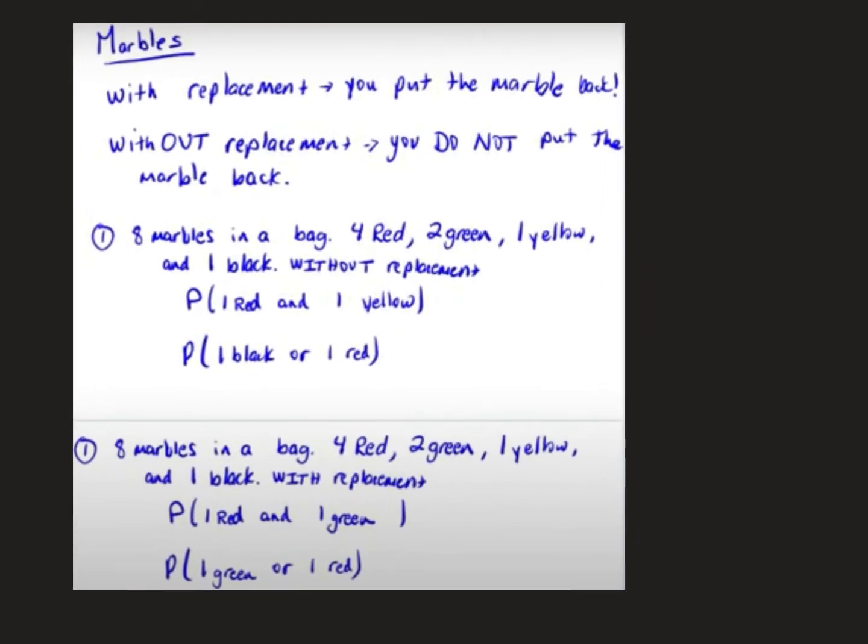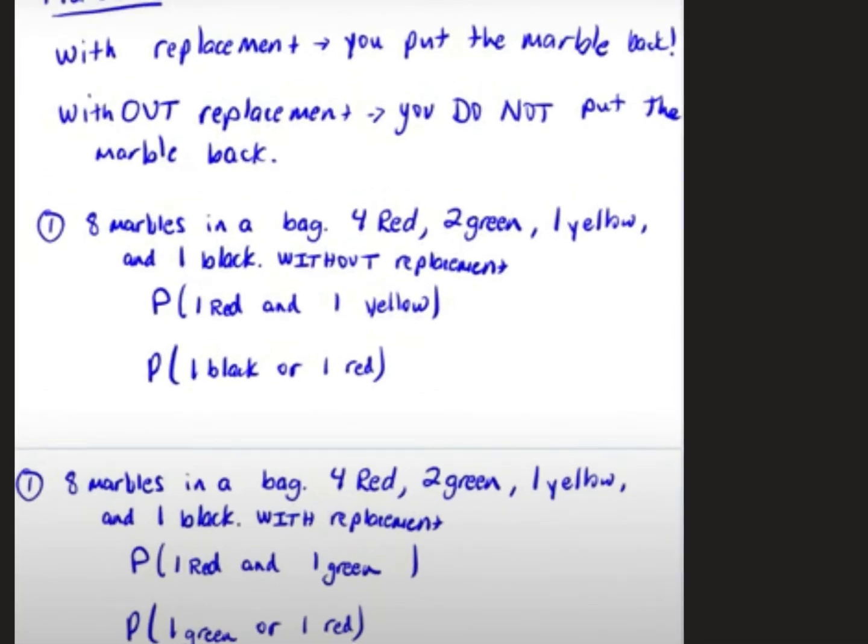So looking at example 1, 8 marbles in a bag, 4 red, 2 green, 1 yellow, and 1 black. Without replacement, what's the probability that I pick 1 red and 1 yellow? So if I pick 1 red, how many red do I have? 4. And how many marbles total are there? 8. 8 marbles in a bag. Now it says without replacement. So I pick a marble out of the bag and put it on the table. So now how many marbles do I have in the bag? 7. I have 1 less because I didn't replace that red one that I just picked out.